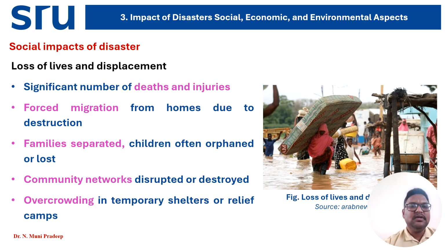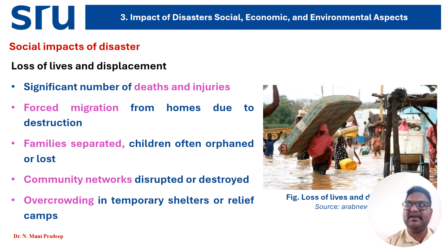Okay. The first and most direct social impact of any disaster is the loss of human life and the displacement of people from their homes. We already discussed what displacement is. Let us examine each point on this slide very carefully. The first point: a significant number of deaths and injuries. Every major disaster results in fatalities. The scale varies enormously, from a few dozen in a well-prepared community to hundreds of thousands in an unprepared community.